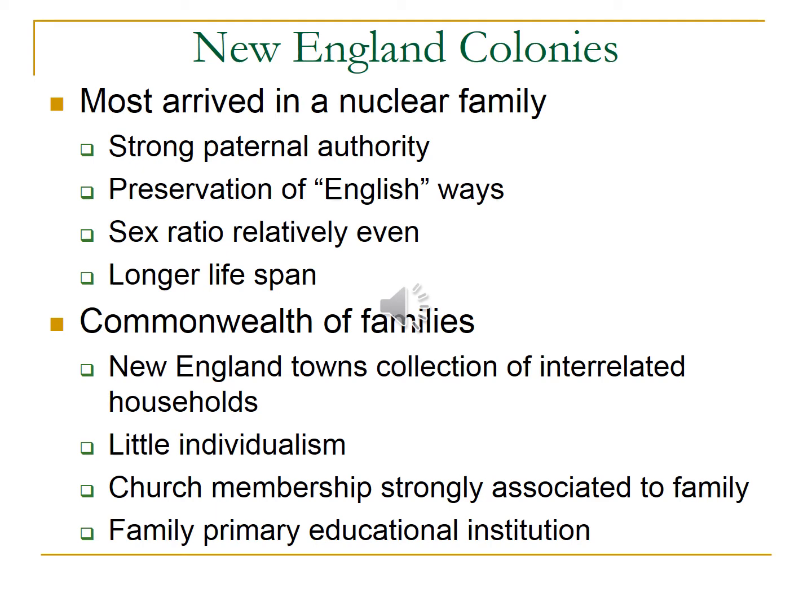So let's take a look at the different communities that established themselves in the colonies during this time. We'll first look at the New England colonies. Most New England settlers arrived as a nuclear family. That means they came already as a married couple with children. They were attempting to basically reestablish their English life in the new colony, hence the name New England. They didn't want to change anything.